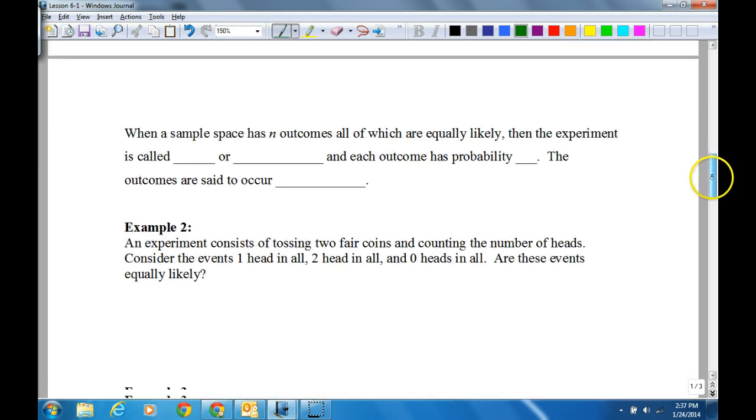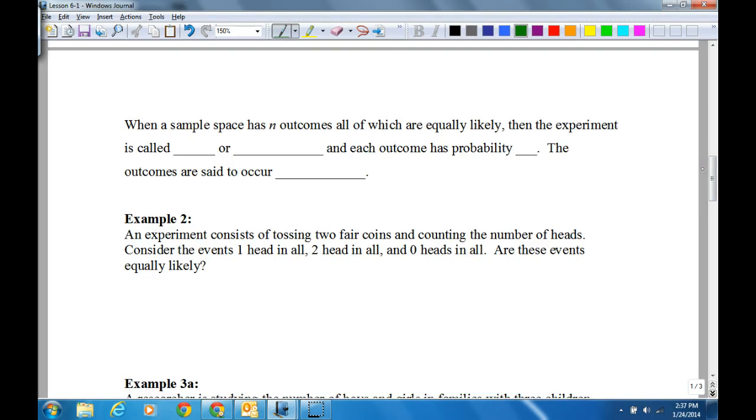Okay, so let's keep going. Turn the page. When a sample space has n outcomes, all of which are equally likely, then the experiment is called fair, because you have an equal chance of anything coming out, or unbiased. And each outcome has a probability of 1 over n, because that's based on the n outcomes. The outcomes are said to occur randomly.